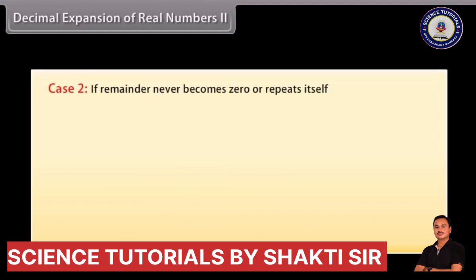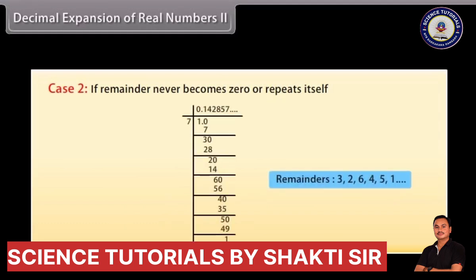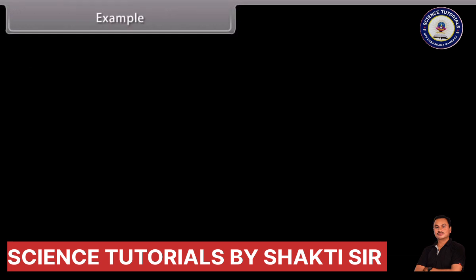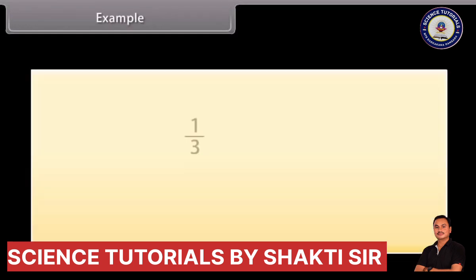Case 2 is, if the remainder never becomes 0 but repeats itself, then the decimal expansion of such numbers is non-terminating recurring. Example. Let us now have a look at one example. 1 by 3 is a rational number. The decimal expansion of 1 by 3 is 0.3, 3, 3, 3, and so on. We can see that 3 is repeating here. We write it as 0.3 bar.